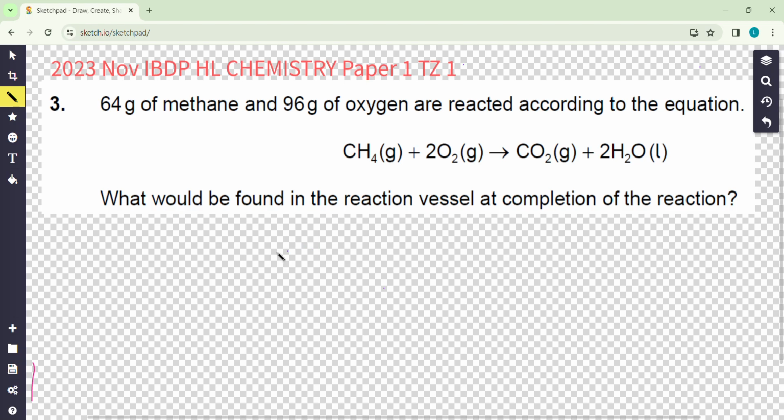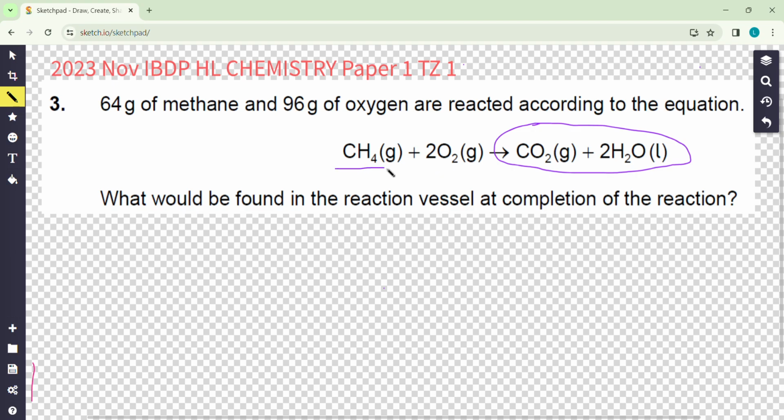Question number 3 is about what is found after the completion of the reaction. Of course, after completion of the reaction, we will find the products, so carbon dioxide and water must be there. So the problem is whether we can find methane or find oxygen. And that means that we are talking about which one is excess. So we have to count the mole first, okay?